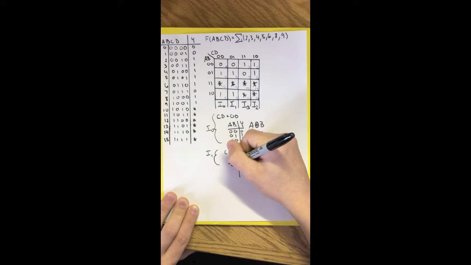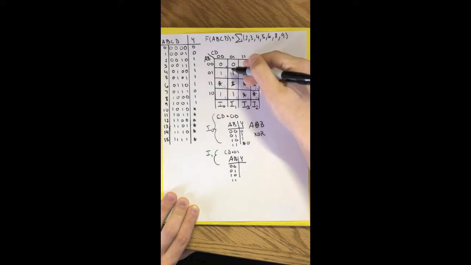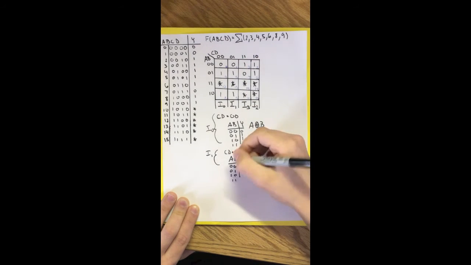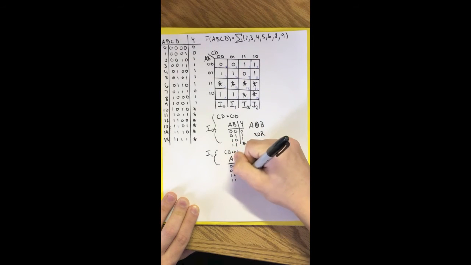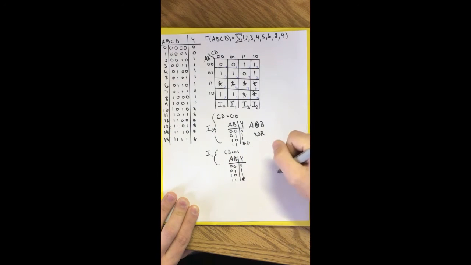Two-variable truth table. 0, 1, 1, star. But you can guess we're going to change this star into a 0, and we again have A exclusive B, or a XOR gate.